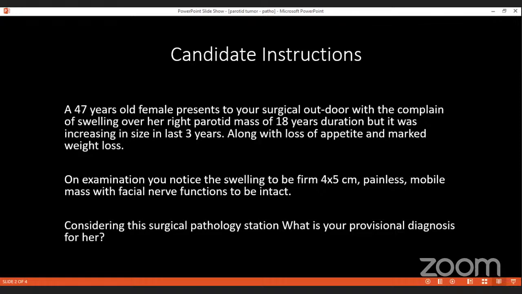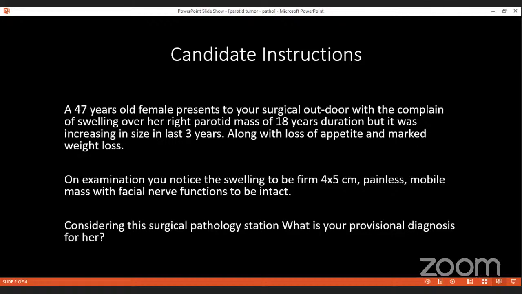Signs that show there is malignant transformation are rapid increase in the size of the swelling, hard consistency, involvement of the underlying structures or the overlying skin, and usually involvement of the facial nerve. Good. Can you tell me or describe the pleomorphic adenoma from a histological point of view?